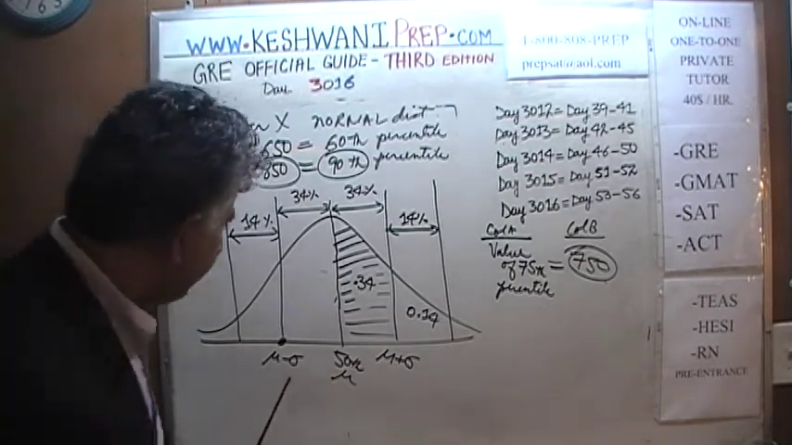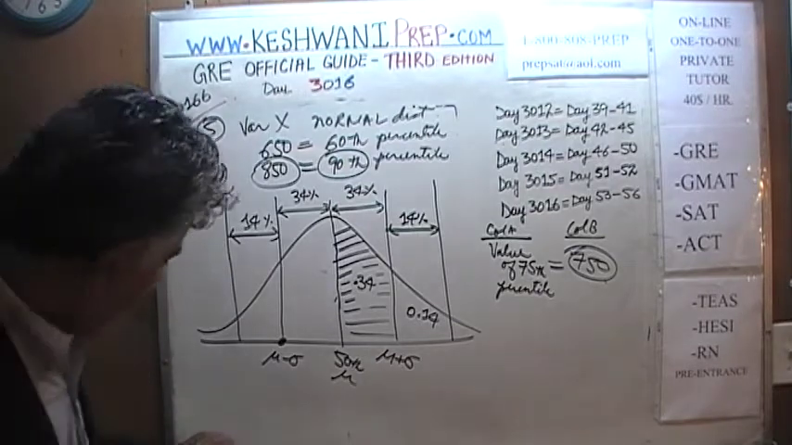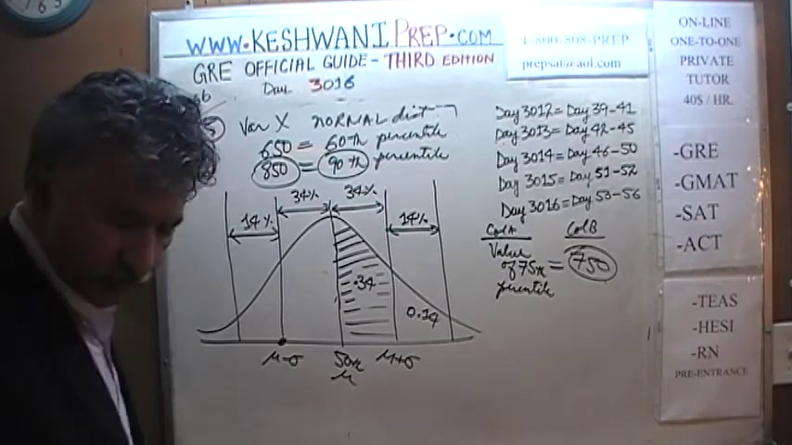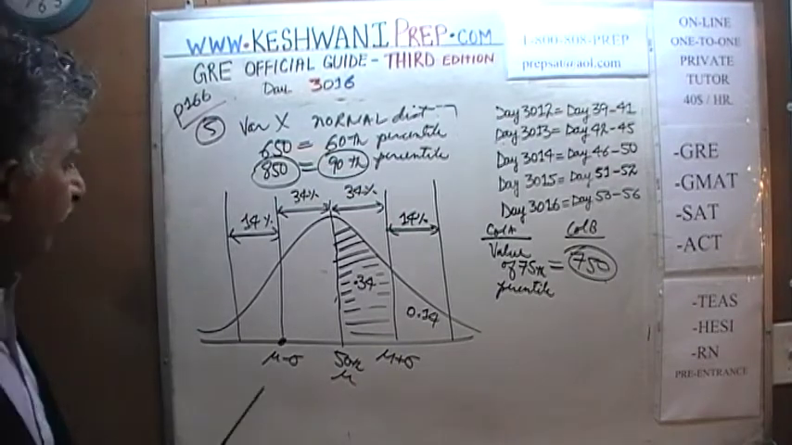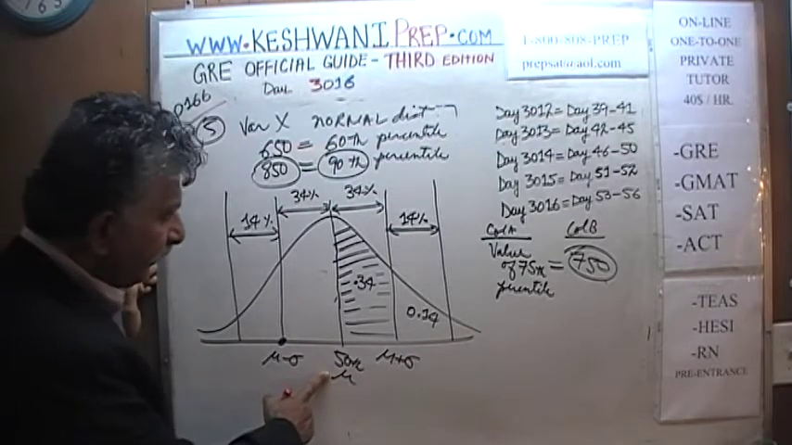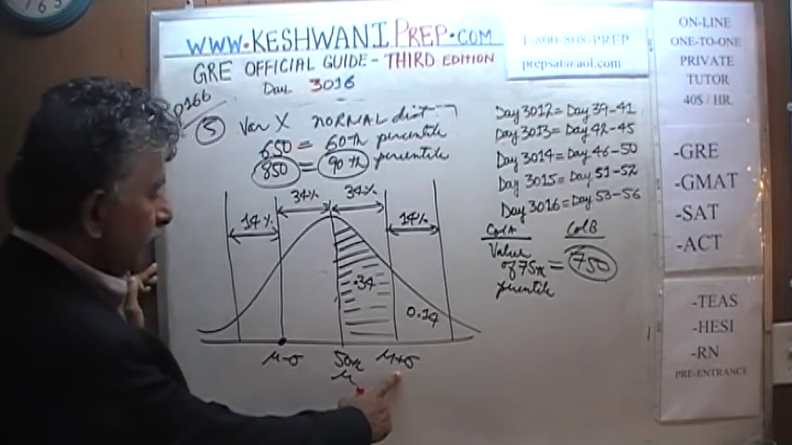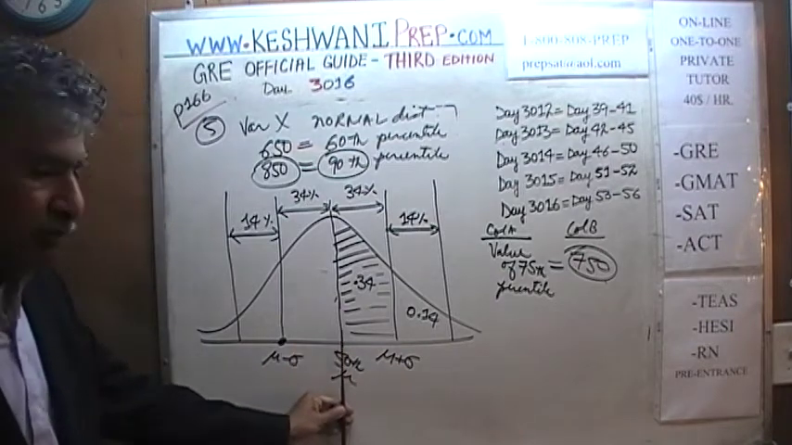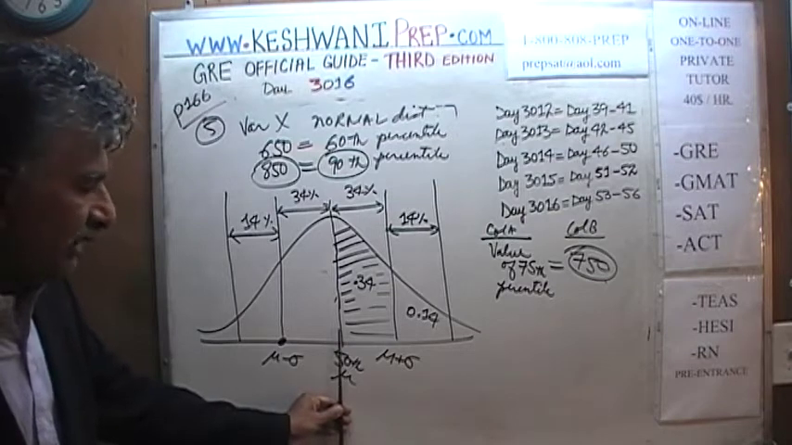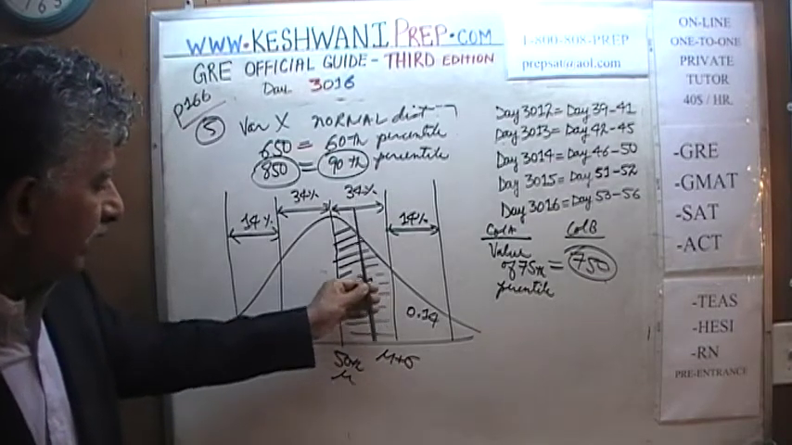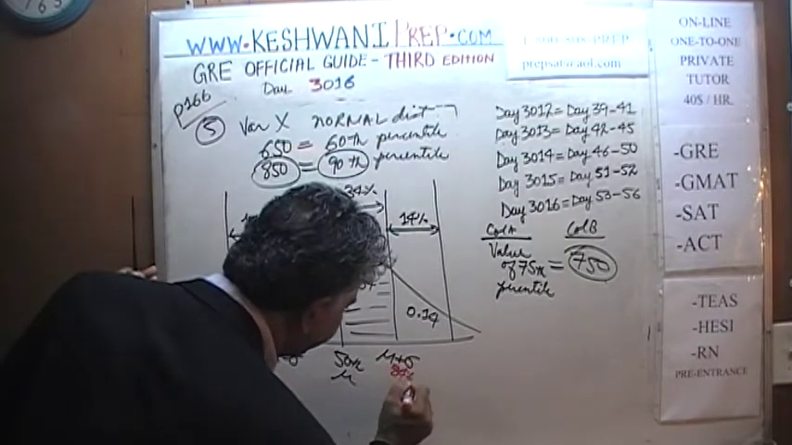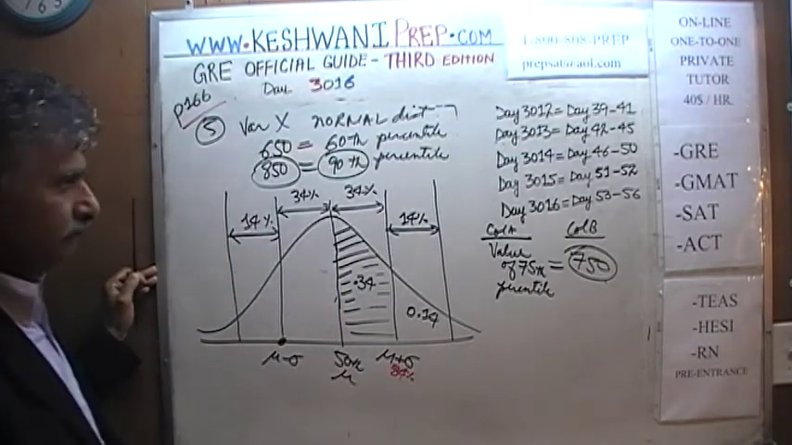We can erase all of this here. Actually, let's leave it. Let's, with a different marker, see what happens here. Okay, listen very carefully. We are told that 60th percentile is 650. This is 50th percentile. What percentile is this? Well, if you score the mean, 50% of people have scored below you. If you score mean plus one standard deviation, you are at 50 plus 34. This is the 84th percentile.